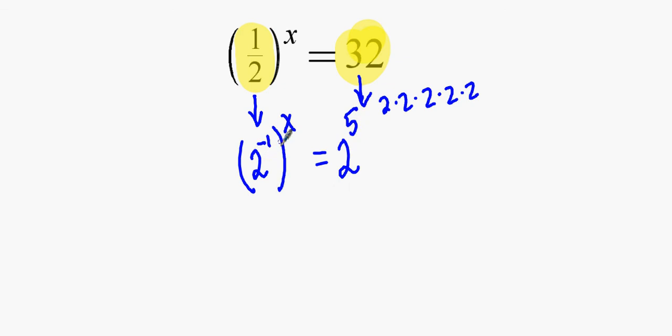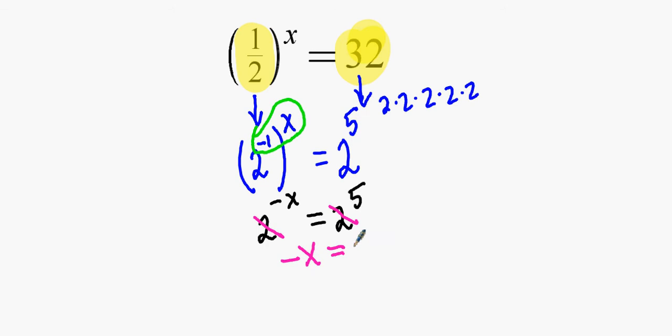Now we use rules of exponents and we rewrite the left side. So we have 2 to the power of -x equals 2 to the power of 5. Well, now we can ignore the base because it's the same. So we're left with -x equals 5. Divide or multiply by -1 and your answer is x equals +5.